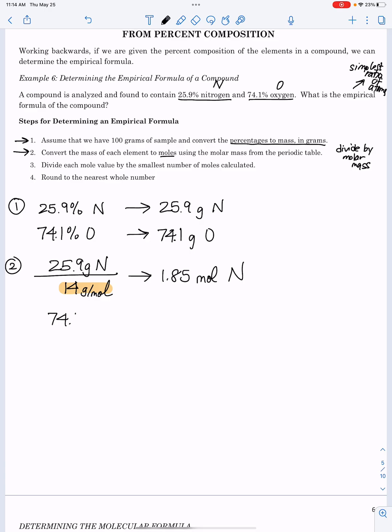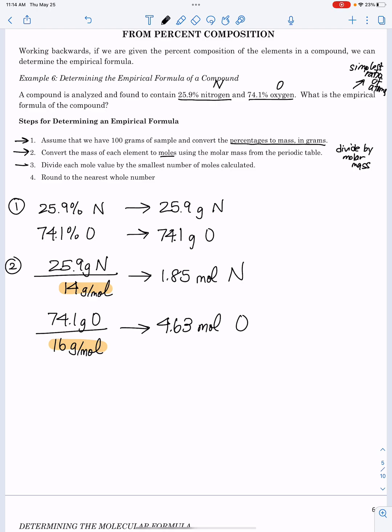I'll do the same thing for oxygen. I got 74.1 grams of oxygen. I will divide by its molar mass, which is approximately 16 grams per mole. I'll highlight that. Trust that that is the molar mass of oxygen. And I get 4.63 moles of oxygen. So now I have a compound that for every 1.85 moles of nitrogen, there are 4.63 moles of oxygen. I've got to figure out a formula.